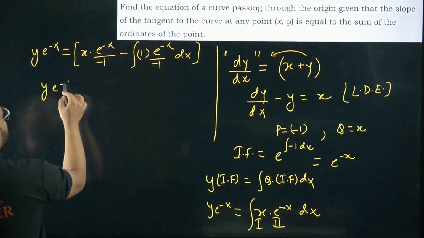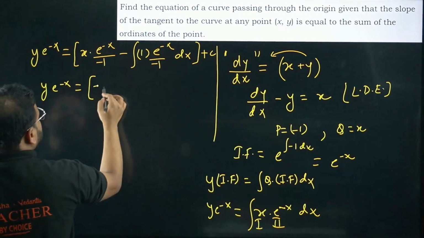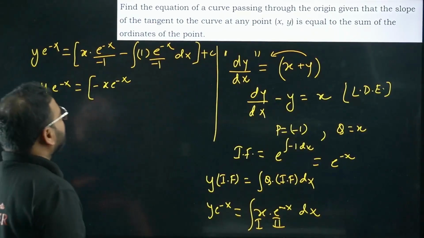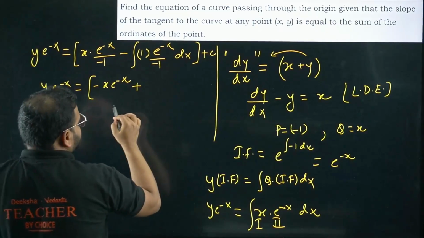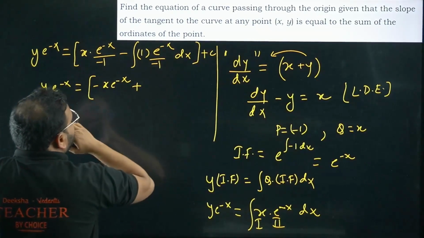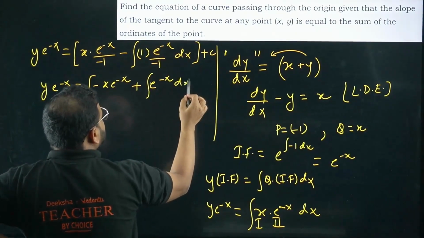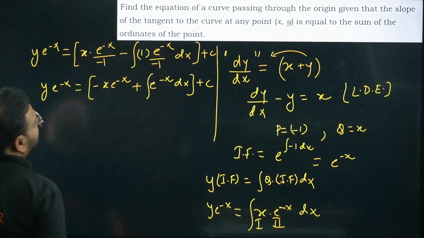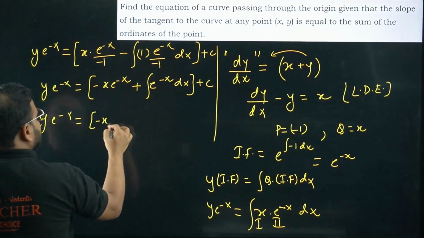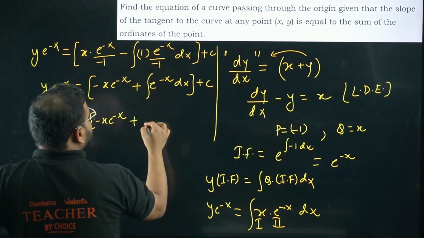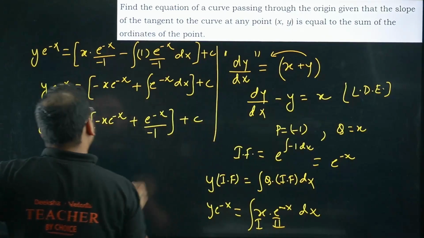y e power minus x, of course there will be a constant of integration c. I get here minus x e power minus x, and here I'm left with, this will become plus 1, of course, and this will turn out to be again the same thing, integral of e power minus x dx plus c. So now I'm getting y times e power minus x equals minus x e power minus x plus e power minus x by minus 1, plus c for the constant of integration.